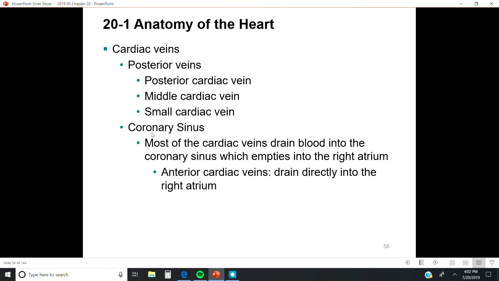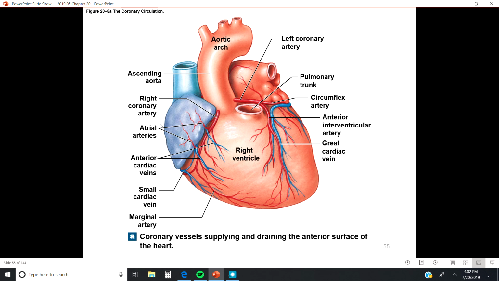For the most part, most of the cardiac veins drain blood into the coronary sinus, that big blood vessel, which ultimately empties into the right atrium. The only exception to that rule are these blood vessels here, the A blood vessels, the anterior cardiac veins. They drain directly into the right ventricle. They don't go into the coronary sinus. But as a general rule, all the other ones go into the coronary sinus.